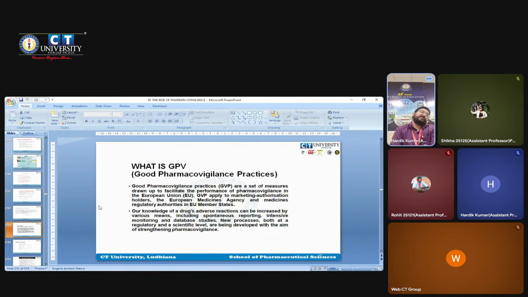What is GPP? Good pharmacovigilance practices. For good pharmacovigilance practices, time to time trainings are provided by the Indian Pharmacopoeia Commission in India. They tell us about regular updates of the drugs, regular updates of the forms, regular updates on the VG portal, so that we can easily follow good pharmacovigilance practices: how to detect the ADR, how to find, how to report, how to validate that ADR.